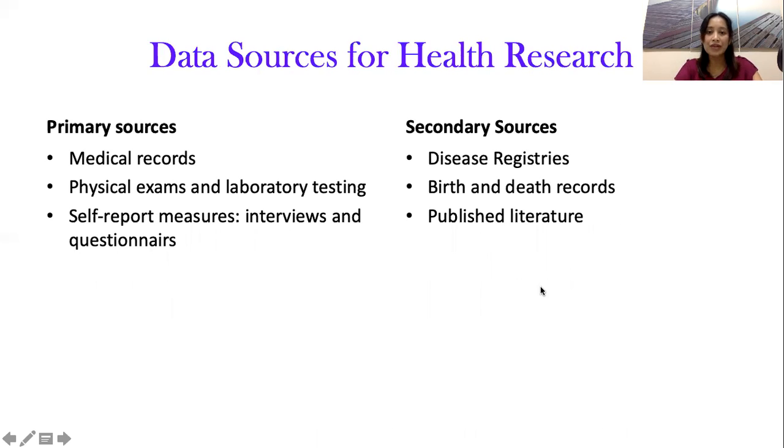Data sources for health research: for primary sources, you can have medical records, actual physical exams, laboratory testing, self-reported measures like interviews and questionnaires. In secondary sources, you have your disease registries. That's the one that I mentioned to you before, your renal disease registry, your Red Cup, and your ACS registry, birth and death records from the National Statistics Office, and even published literature.